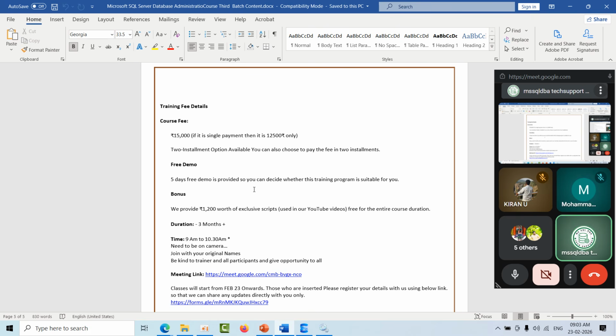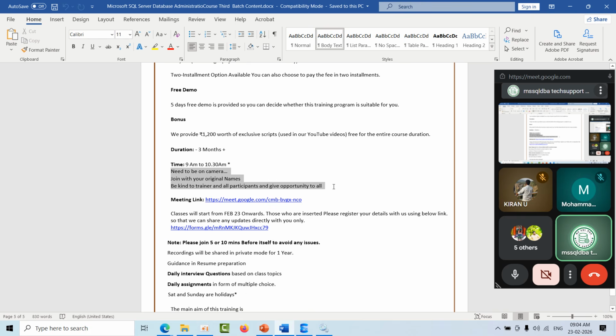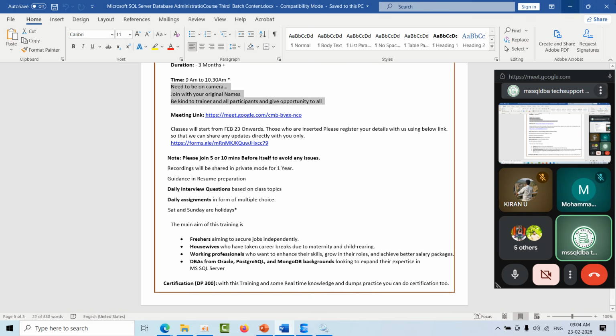Mostly the duration would be 3 months, plus or minus, from 9 a.m. to 10:30 a.m. IST. I put a star mark here because sometimes, due to office work, I might have to go to the office early, so it could be mostly 1 hour or 1.5 hours. These are the rules and regulations. Recordings will be available for you for up to 1 year, and you can view them with view permission only.